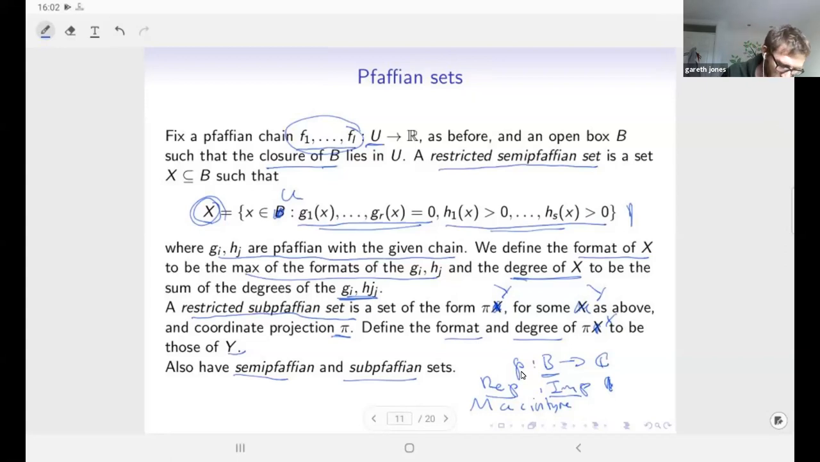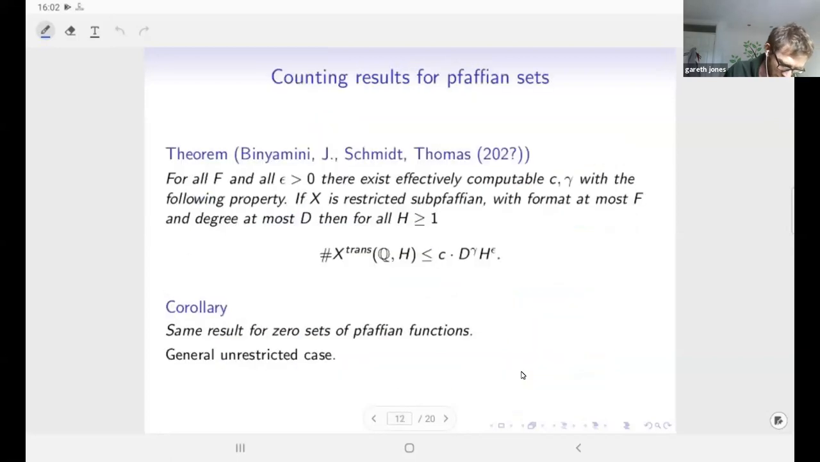Okay, so here's the result. This is joint work with Galvin Yamini, Harry Schmidt, and Margaret Thomas, and it's still in progress. So briefly, it says if we have a restricted subpfaffian set, then we can get an effective form of the Pila-Wilkie theorem for it.